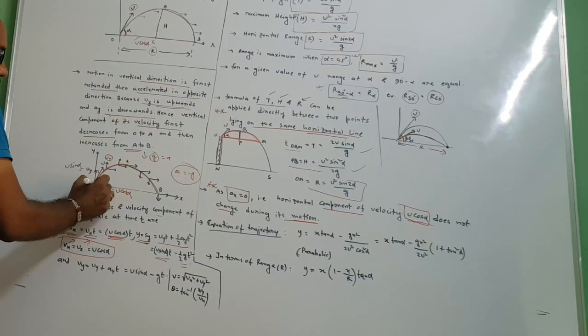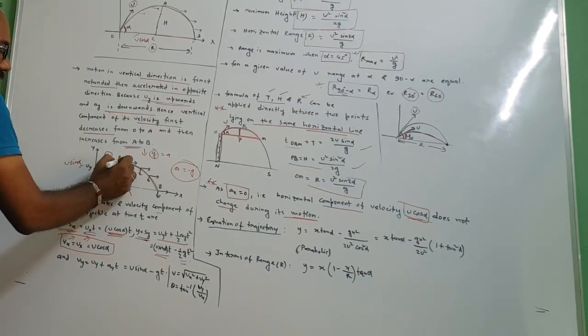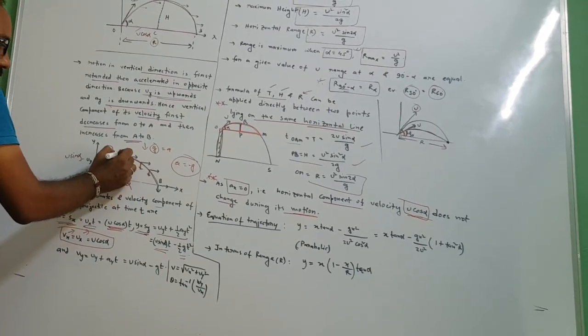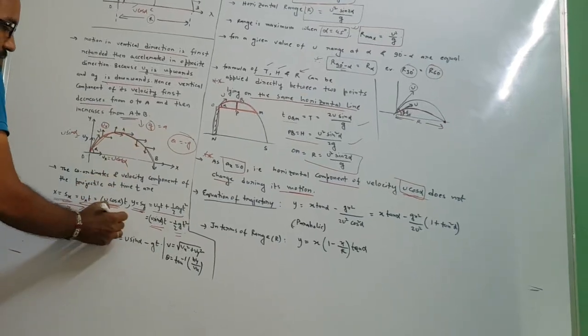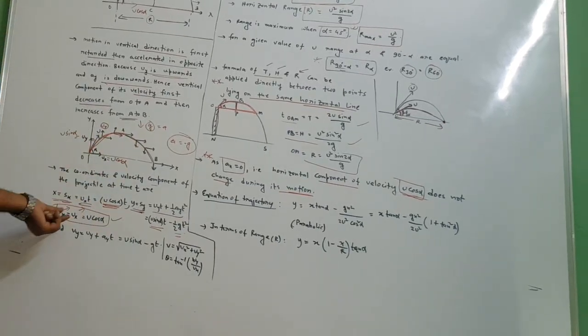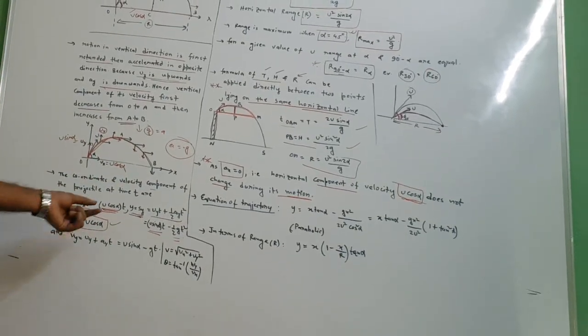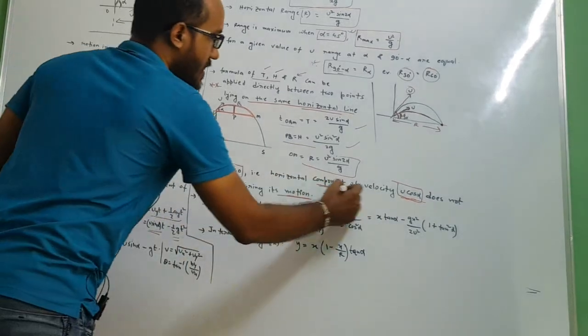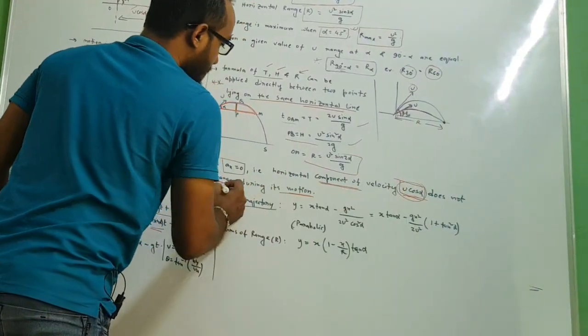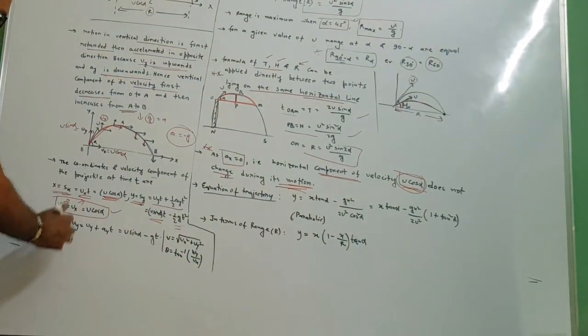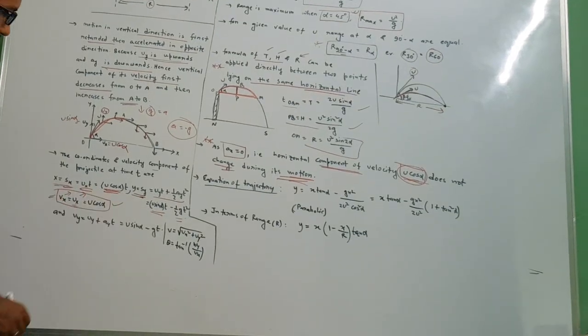That means if you projected this object from here to here, and want to find out the velocity at this point, then the velocity would be the same. That is, the final velocity and initial velocity components. The horizontal component of velocity does not change during its motion. So Vx and Ux would be the same.